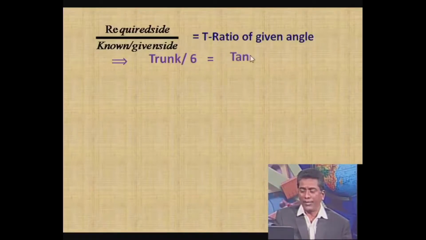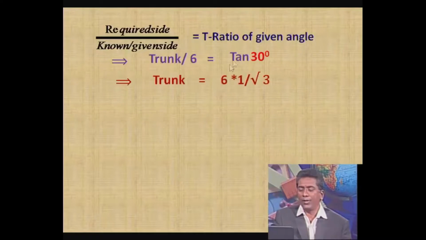What is the angle of elevation? 30 degrees. Here, trunk by 6 is equal to tan 30 degrees. Here, trunk is equal to 6 into tan 30, which is 1 by root 3, so 6 by root 3 meters.